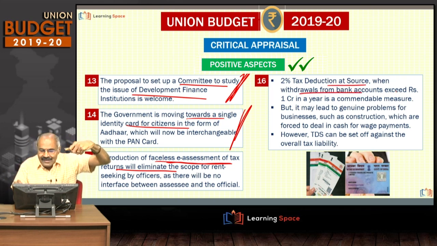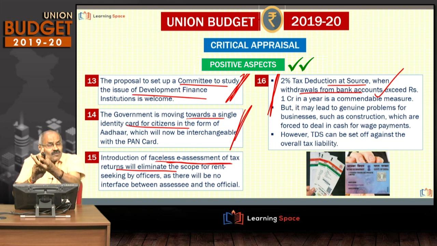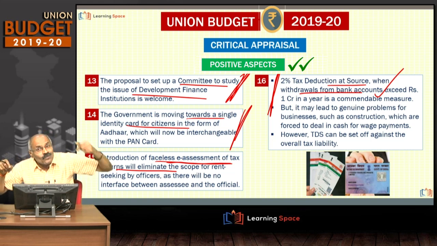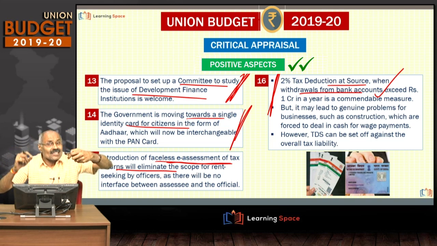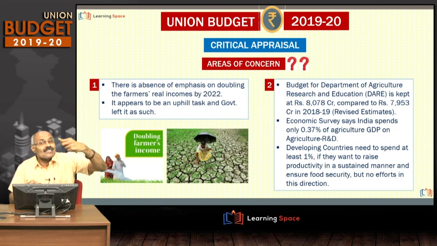Then 2% tax deduction at source when withdrawals from bank accounts exceed rupees 1 crore in a year. This is a most commendable measure. It has got two advantages. It will give thrust to digital payments. Second important aspect is it will reduce cash payments, right? So friends, these two are the advantages, but one important aspect is sectors like construction. When one looks at sectors like construction, for the wage payments they require huge cash, and this issue is to be sorted out. Right friends, these are the positive aspects and areas of concern in the budget.